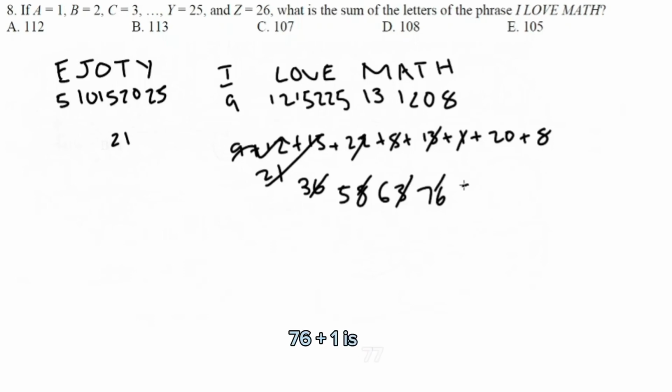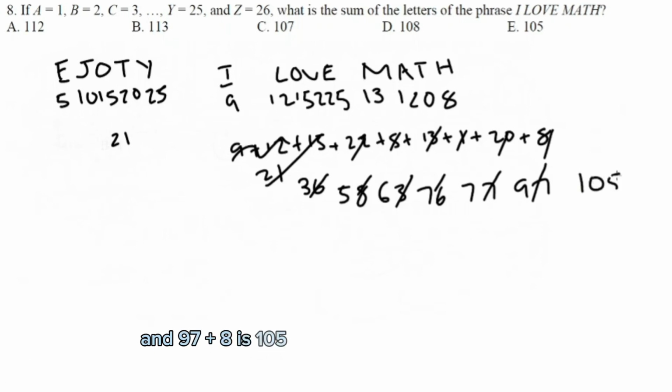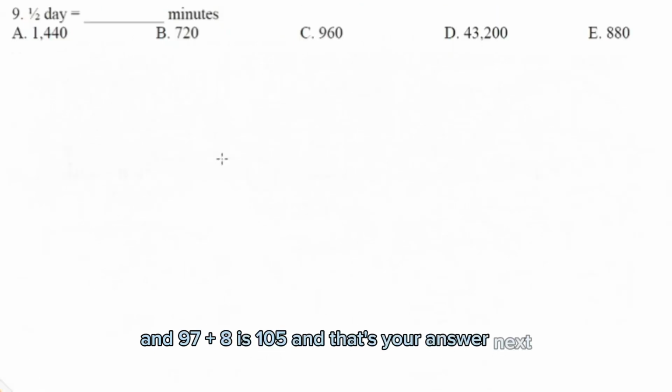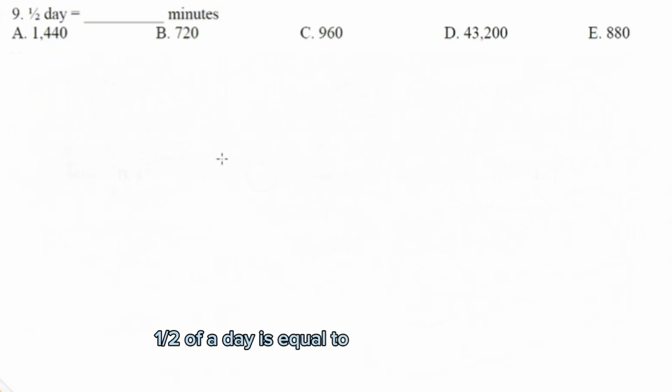76 plus 1 is 77. 77 plus 20 is 97. And 97 plus 8 is 105. And that's your answer. Next, 1/2 of a day is equal to how many minutes?